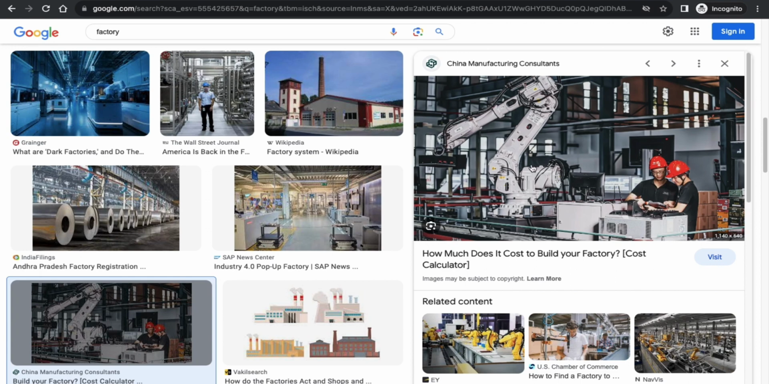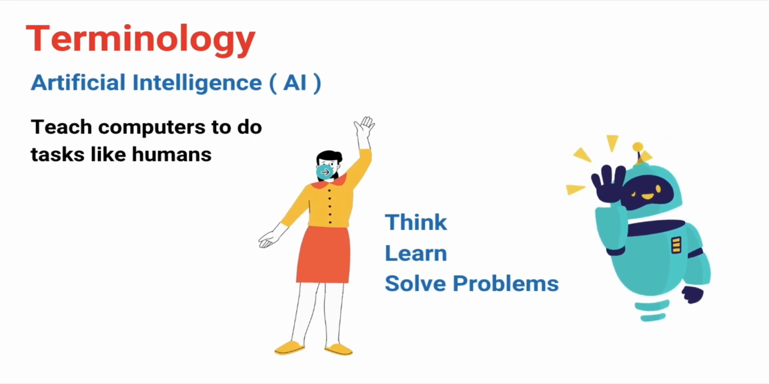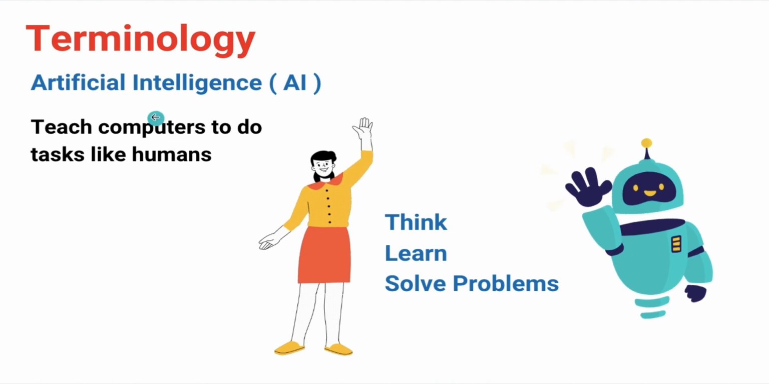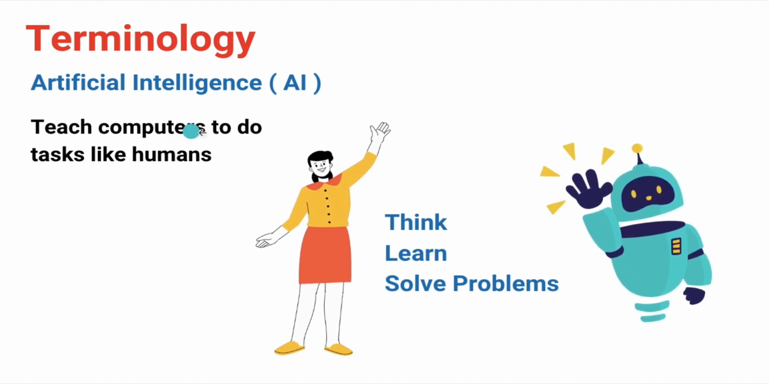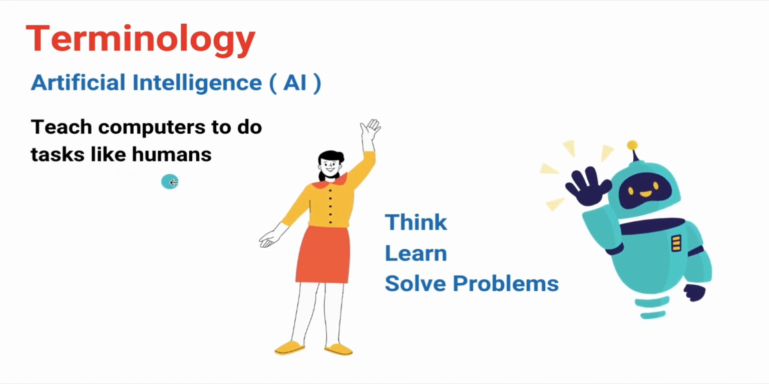But if you buy any AI at a one-time price, it is going to save lots of your money in the long run. So that's why AI is very important. In simple terms, artificial intelligence means you teach computers to do tasks like humans.